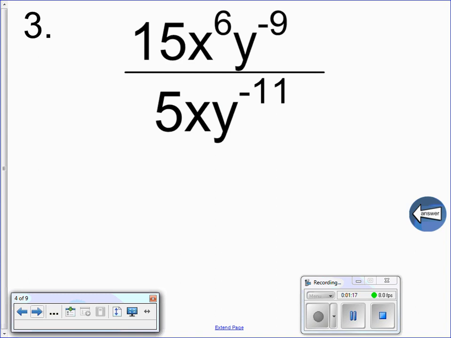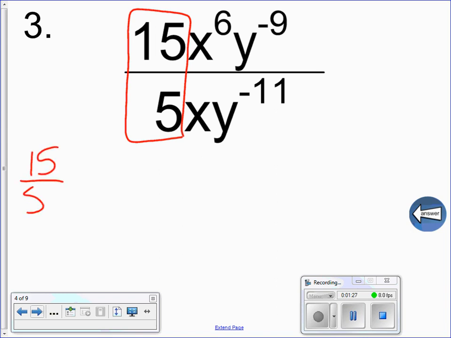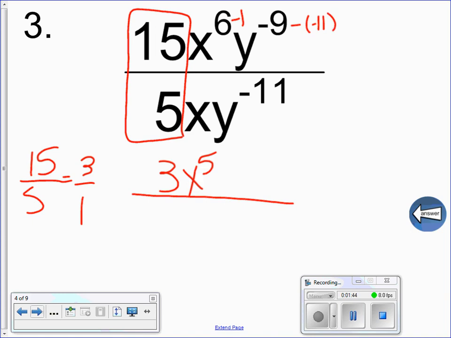Since these are used as coefficients, we're going to simplify those first. Just like if I had a fraction 15 over 5, I would change that to 3 over 1, I'm going to do the same thing. So 3 goes on the top. I have x to the 6 minus 1, so that means x to the fifth. And then I have y to the negative 9 minus negative 11, so that means negative 9 plus 11, which is 2. So I didn't need this bottom part.